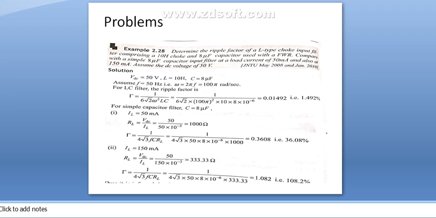Okay, so it is about ripple factor in the capacitor filters.